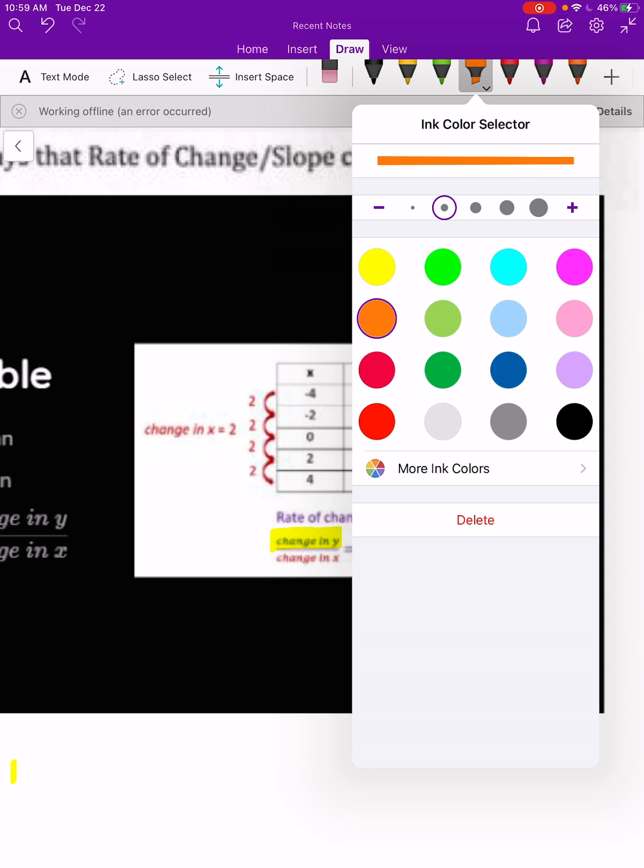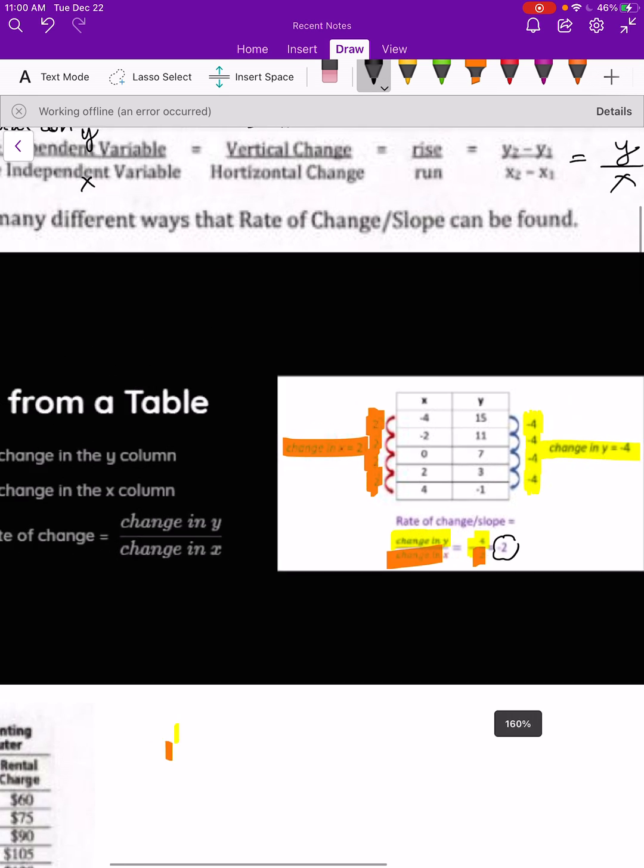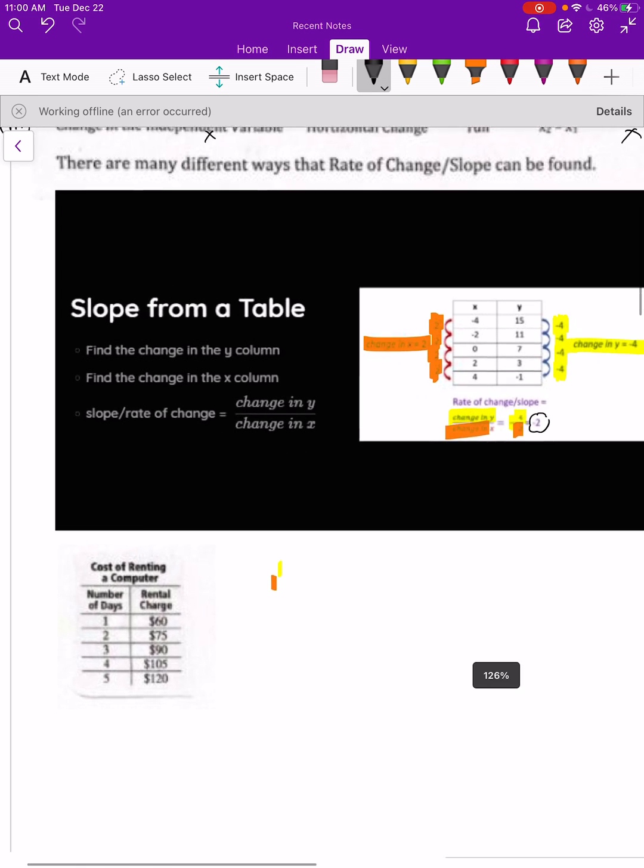Let's look at the next one. We'll put it in orange. So this is the change in x. That's your second thing to do. So from -4 to -2 is 2. From -2 to 0 is 2. From 0 to 2 is 2. And from 2 to 4 is 2. So the change in x is 2. And so then you do -4 divided by 2. And the slope would be -2. So that's what we're doing for slope.